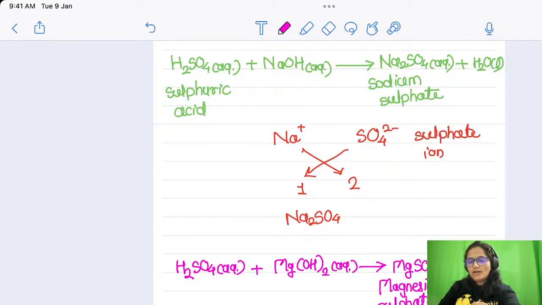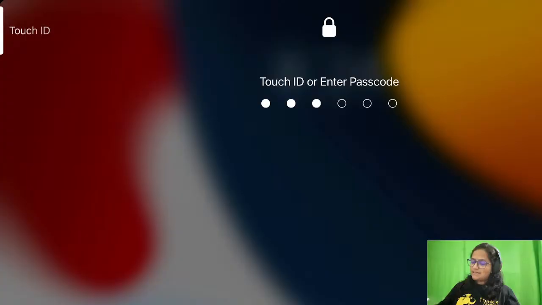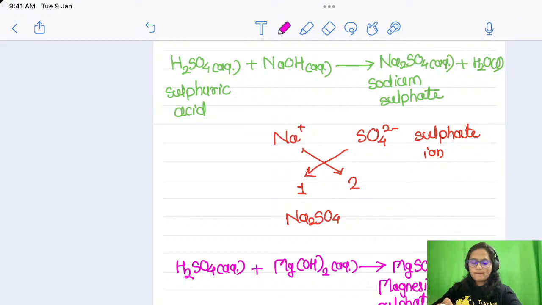So these are the reactions in between acids and bases. These reactions are called neutralization reactions. After this we are going to discuss the next reactions of acids and bases.